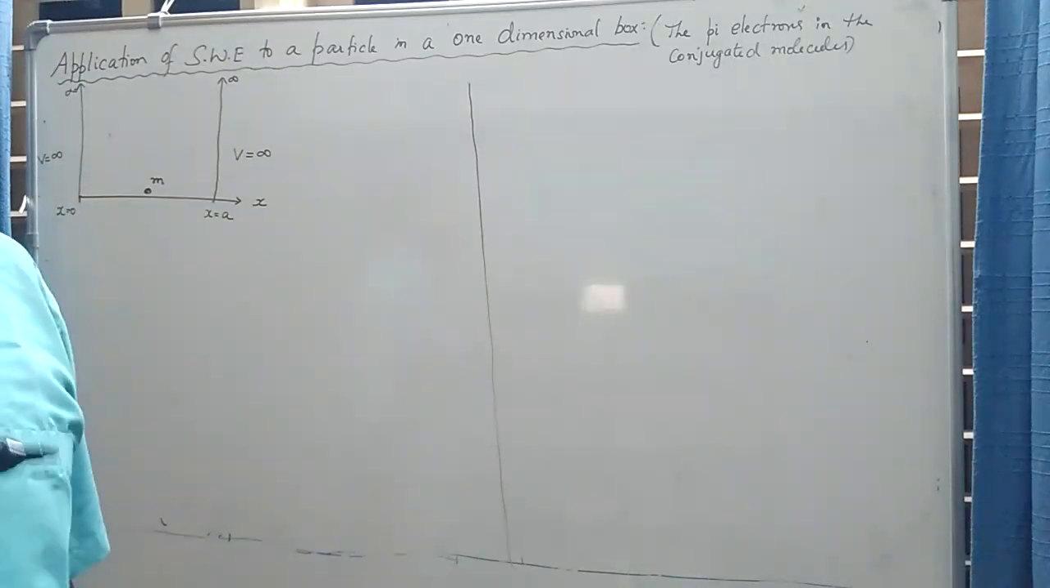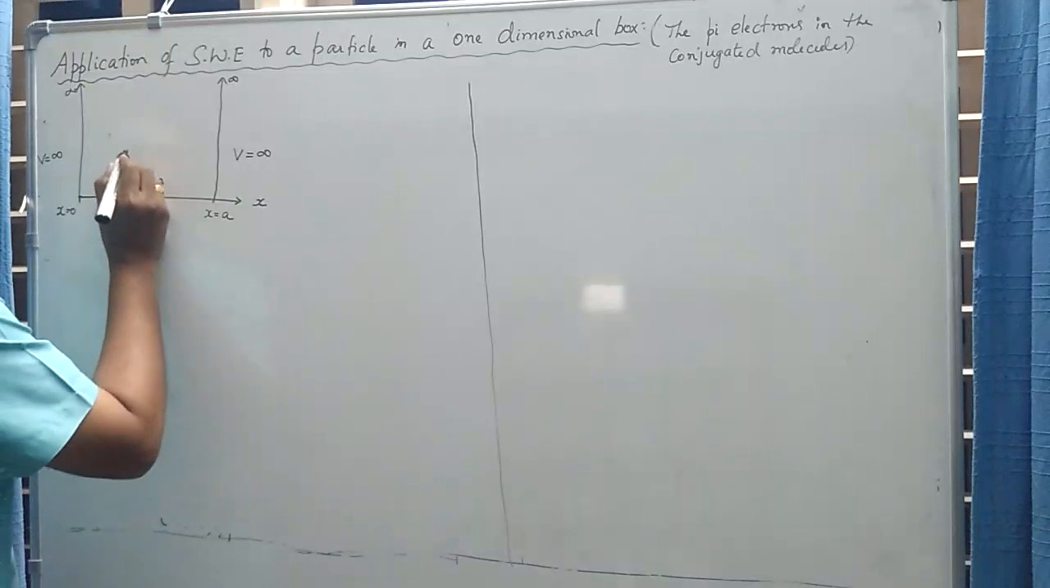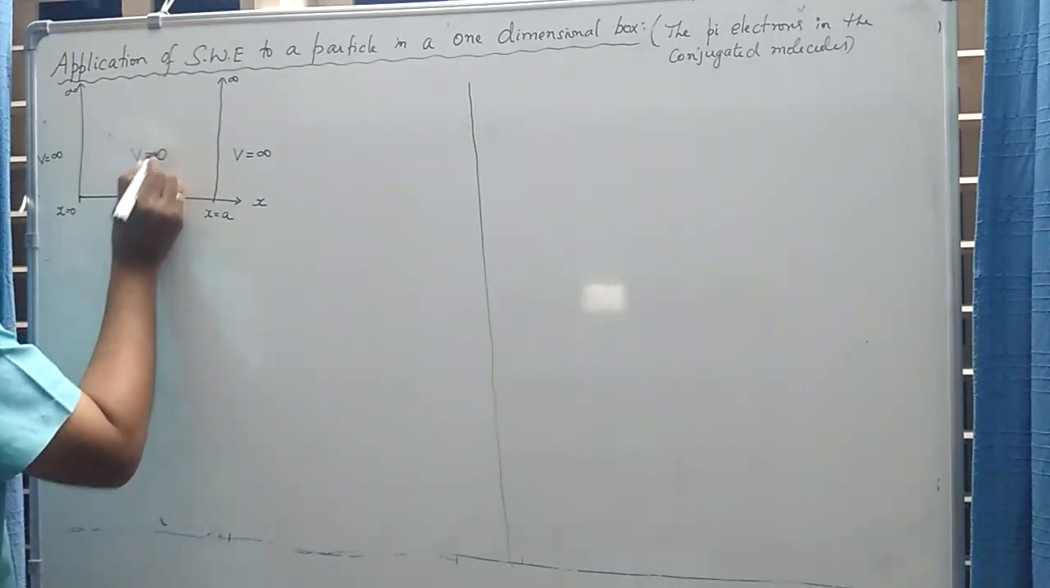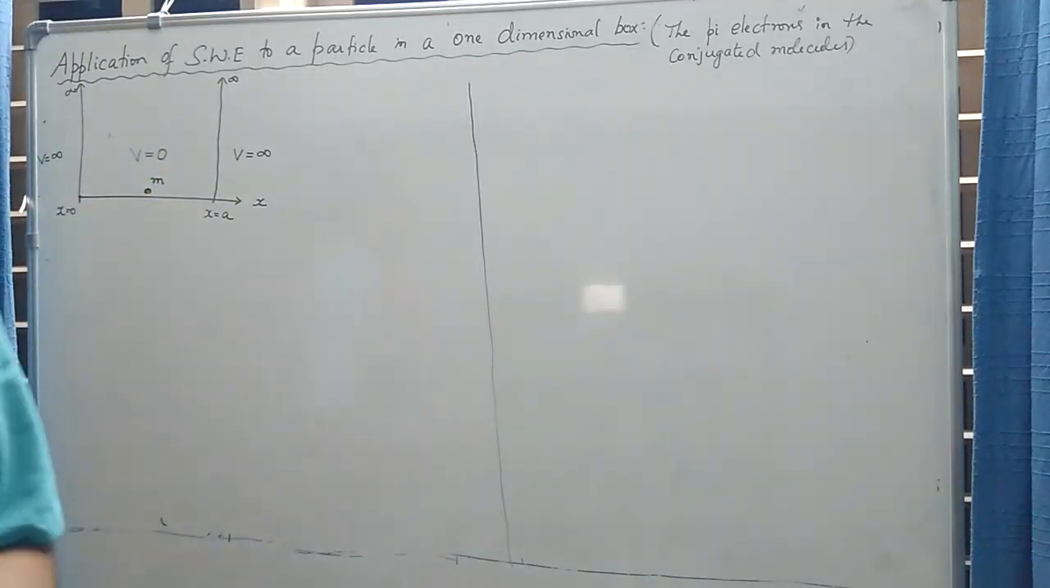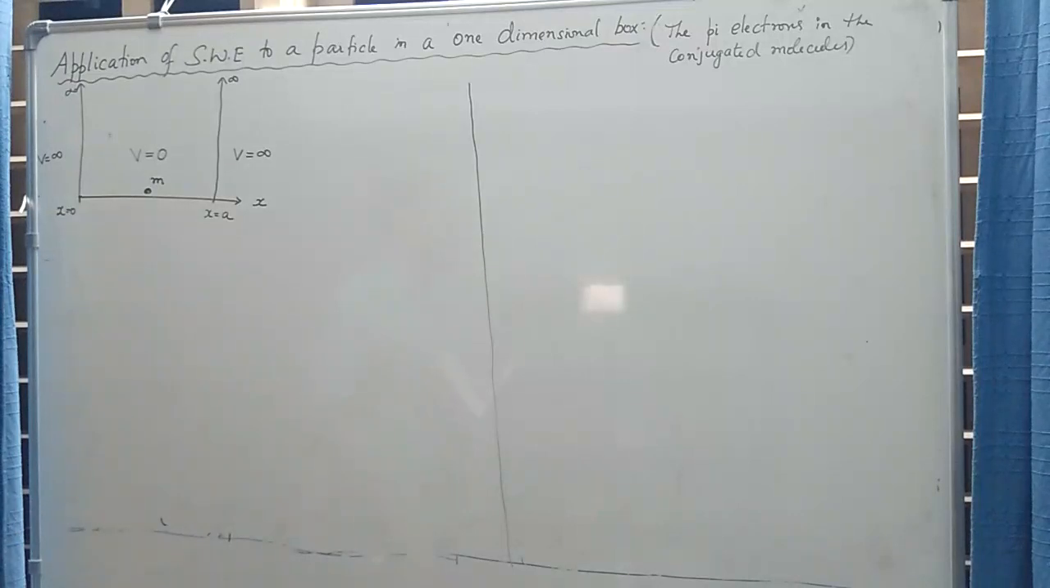Remember, in physics we have studied that if no force acts on a particle, then its potential energy should remain constant. And for making our mathematics easy, we are assuming that the potential energy of the particle inside the box is equal to 0. I repeat, this particle is a free particle. It means no force is acting on the particle, and when there is no force acting on the particle, its potential energy remains constant, and we are considering that constant as equal to 0.